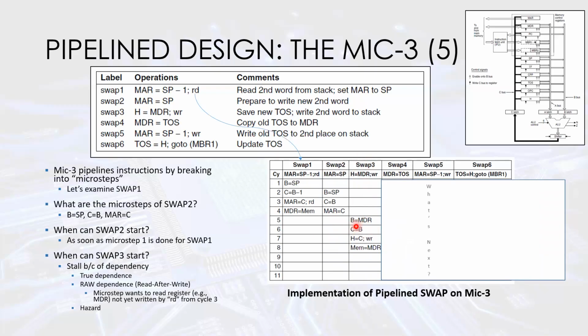Swap 3 cannot start until cycle 5. Why is that? Take 30 seconds. I kind of have the writing down here, but look at it and see if you can reason it through on your own. Why does swap 3 have to start this late? Why can't it start right here?